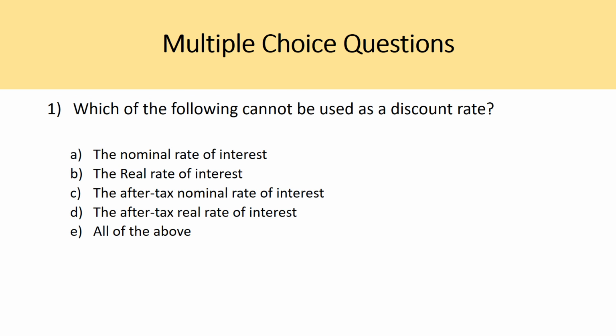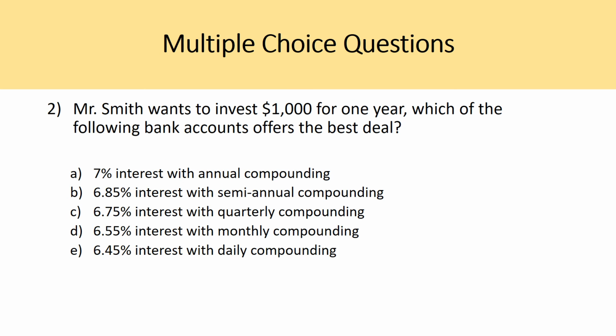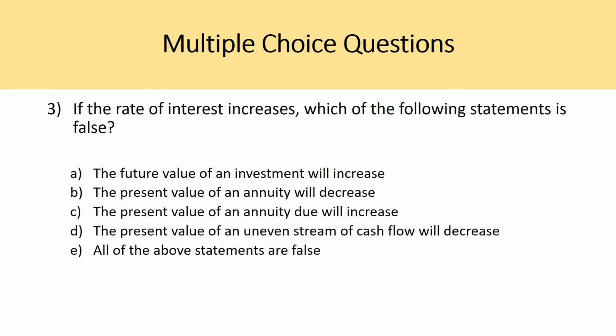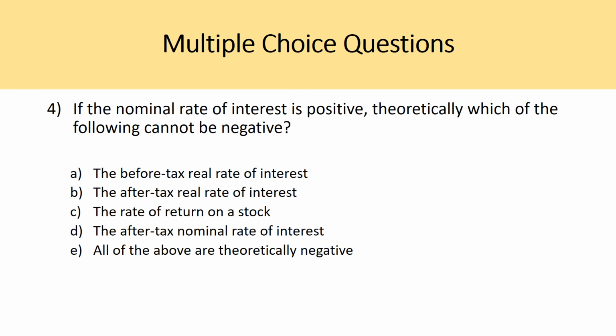So number 1, which of the following cannot be used as a discount rate? And I'll just read off the questions. So number 2, Mr. Smith wants to invest $1,000 for 1 year. Which of the following bank accounts offers the best deal? So this is comparing and using the effective annual rate example. Number 3, if the rate of interest increases, which of the following statements is false? Okay? Number 4, if the nominal rate of interest is positive, theoretically, which of the following cannot be negative?